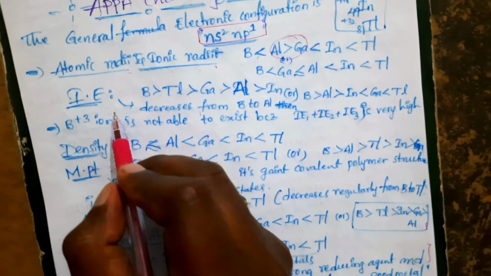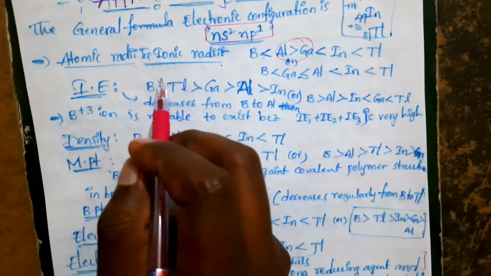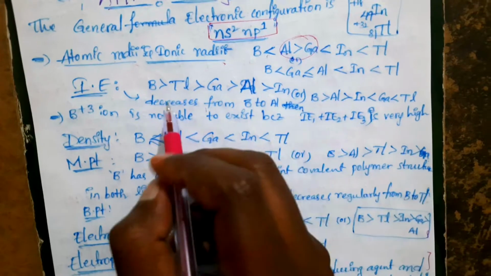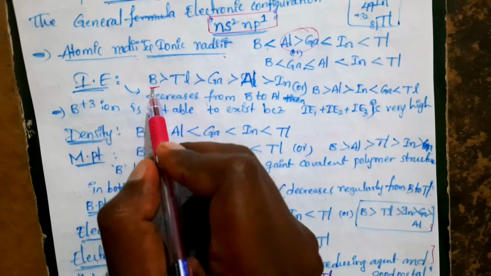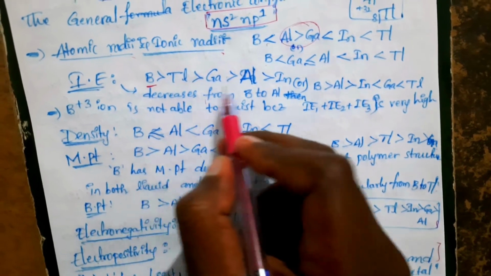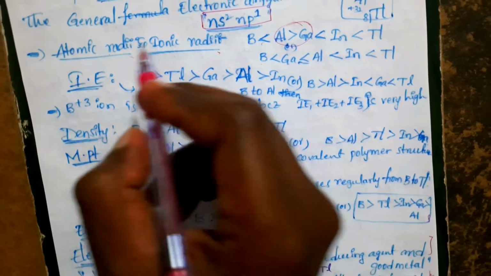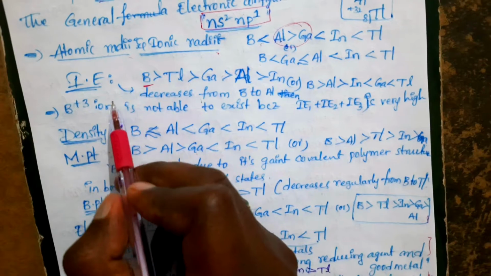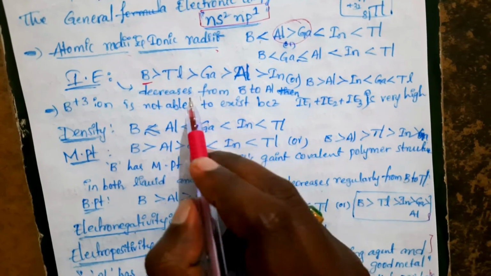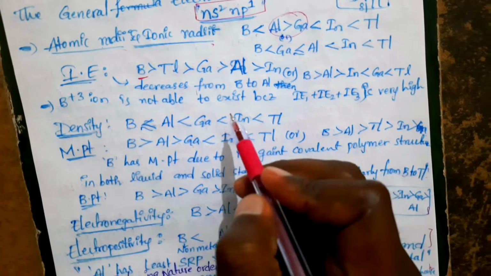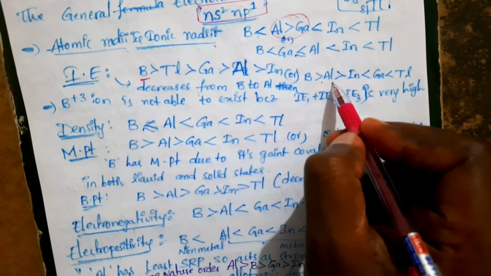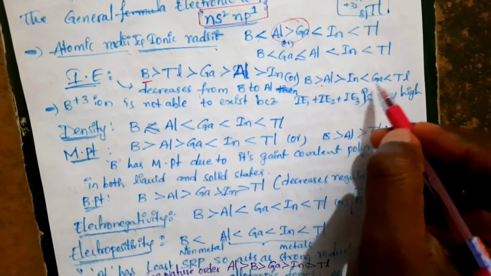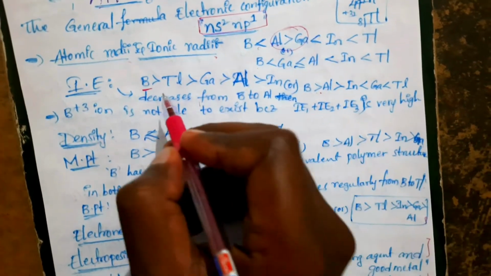Now ionization energy. Atomic radius is inversely proportional to ionization energy, so the smaller-sized boron will have the high ionization energy, and thallium and gallium will have lower ionization energy. Generally, the ionization energy decreases from boron to aluminium, and then after that it increases up to thallium.